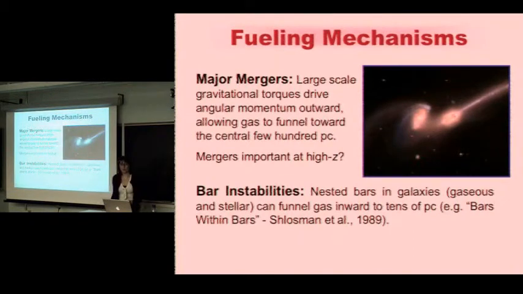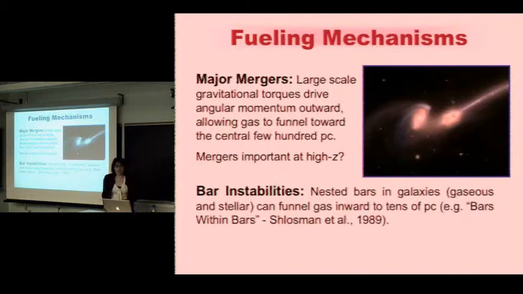So just to go over some of the ideas about fueling mechanisms, there are large-scale mechanisms that are responsible for some of the feeding, at least at very high redshift. For example, major mergers are important at high redshift where they happen more often. In this case, you have large-scale gravitational torques in galaxies, which help to drive angular momentum outward, allowing stuff to fall in. Maybe not all the way in, but at least to the central few hundred parsecs of the galaxy, where you might have some other process take over the rest of the way.